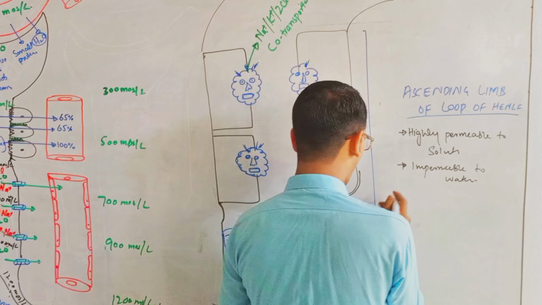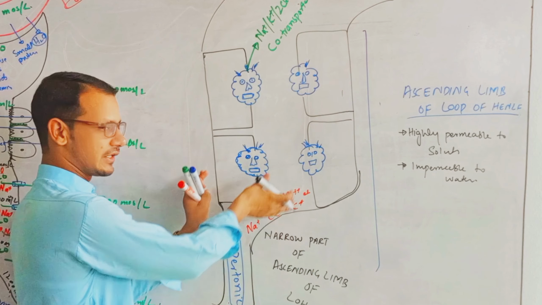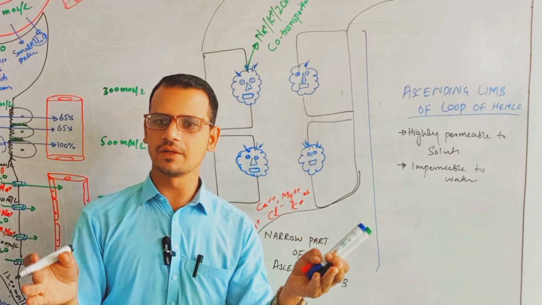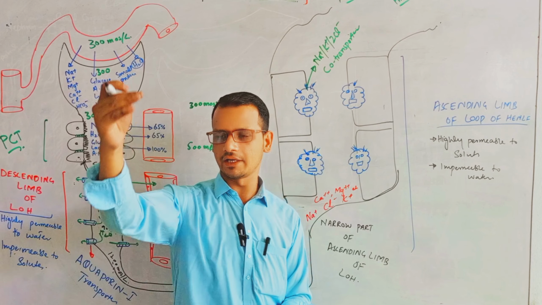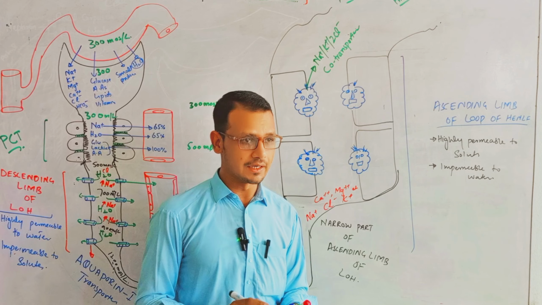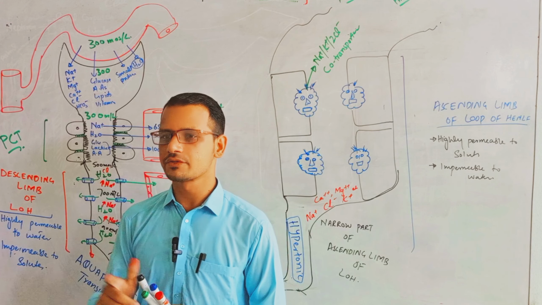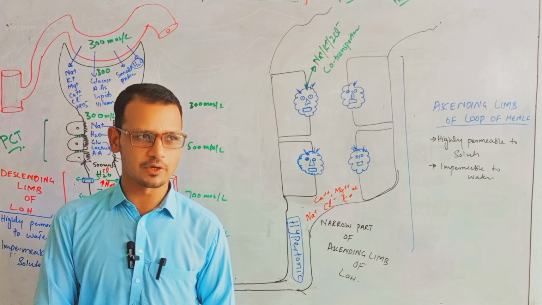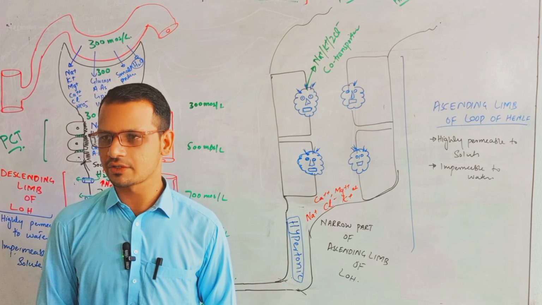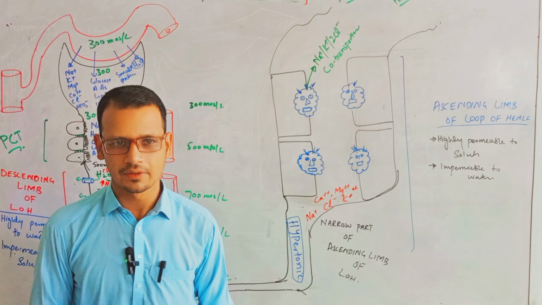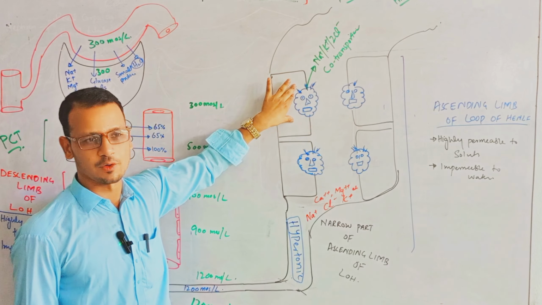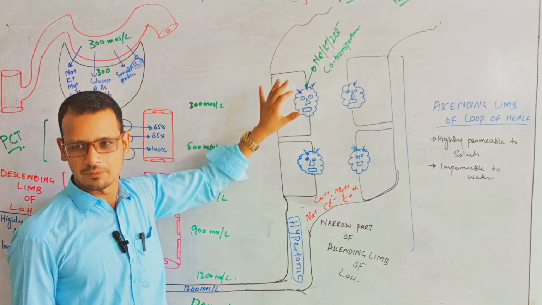It means that water cannot leave this area easily, right? Or there is no reabsorption of water in the ascending limb of loop of Henle, and a lot of solutes will leave this area, and this is very important because the loop diuretics, furosemide, Lasix, act on these proteins, right? What is the role of this protein?